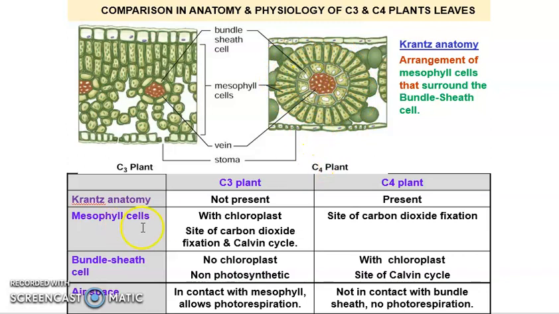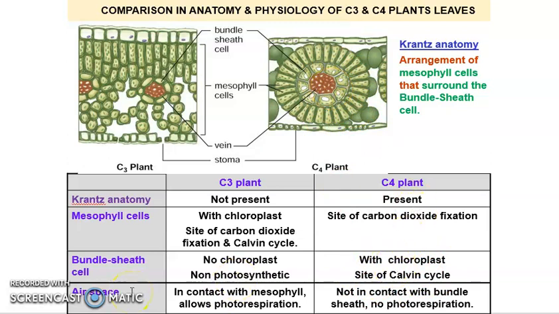beza lah. Okay, and then for mesophyll cell for C3 plant with chloroplast, and then site of the carbon dioxide fixation and also Calvin cycle. Okay, for C4 plant, it is site of carbon dioxide fixation. Maksudnya untuk mesophyll cell pada C4 plant, okay, first carbon dioxide fixation dia akan berlaku dalam mesophyll cell. Okay, tapi kalau untuk bundle sheath cell for C3 plant, there is no chloroplast and also it is non-photosynthetic. Tapi for C4 plant, dia ada chloroplast pada dia punya bundle sheath cell and also it is the site of the Calvin cycle. Maksudnya dia punya second carbon dioxide fixation.